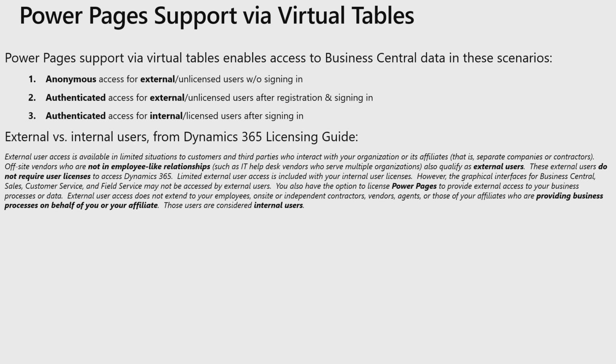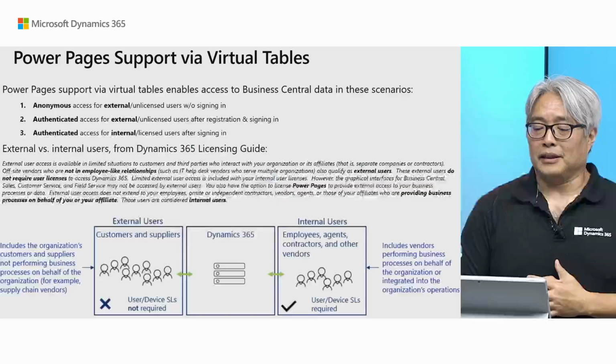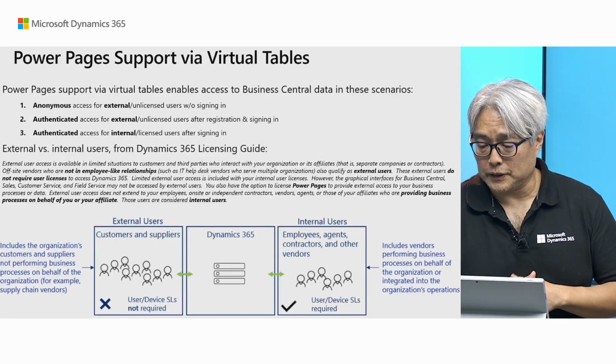Internal users are essentially those users that are actually employees or users that are providing business processes on behalf of you or your affiliate. Those users are internal users, and they actually require a BC license, even if they access it from Power Pages, right? And there's the illustration from our licensing guide to differentiate what is external and internal. For example, in this case, you can see that external users are not supposed to perform business processes on behalf of your organization, while internal users are all licensed users that are actually performing business processes.